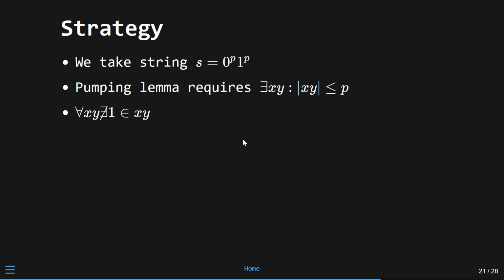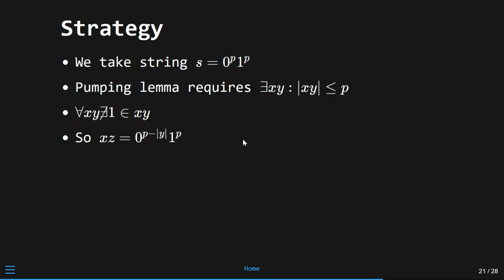Well, we know that we don't have any ones in that xy. Why is that? Because we have p zeros, and xy is of length at most p. So every single character in both x and y is a zero. Has to be. And we've got to pump one of those things, right? And so we have to pump something that is of length more than zero, which means we've got a bit of a problem here.